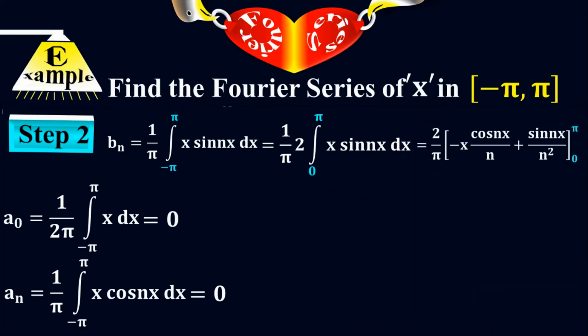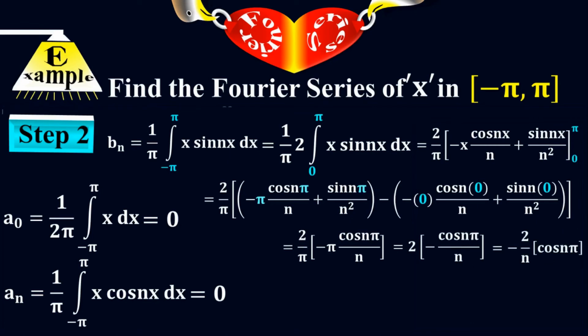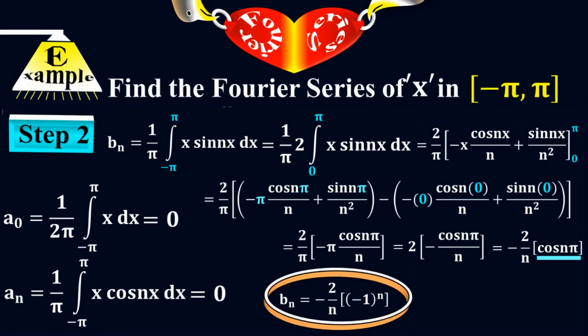Just put it here. Now expand the limits, where these two terms are 0. Cos n0 equals 1, but it's multiplied by 0, so this term is also 0. So at the end I'm left with only 2 over pi times minus pi times cos n pi over n, which equals minus 2 over n times cos n pi, where cos n pi equals minus 1 to the n. The value of cos n pi depends on the value of n. So this is my final value for b sub n, which equals minus 2 over n times minus 1 to the n.